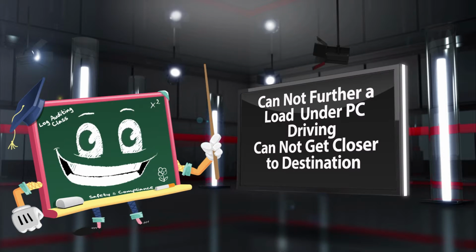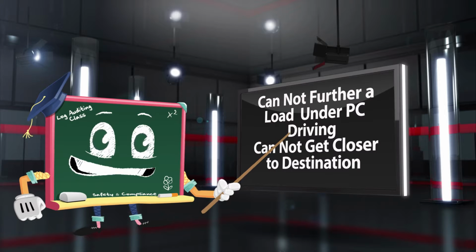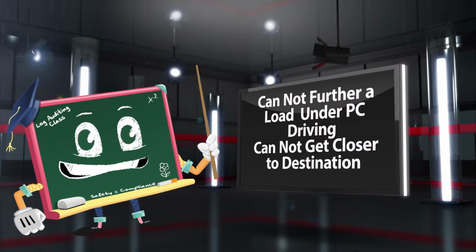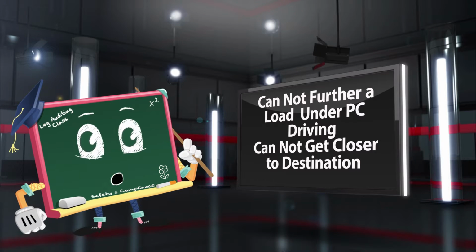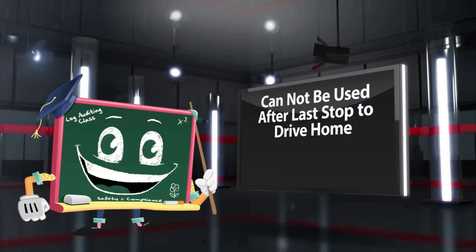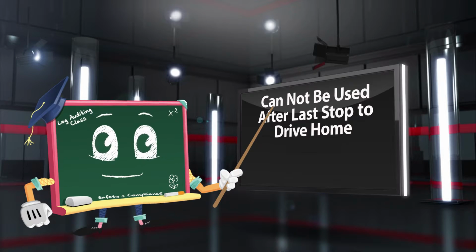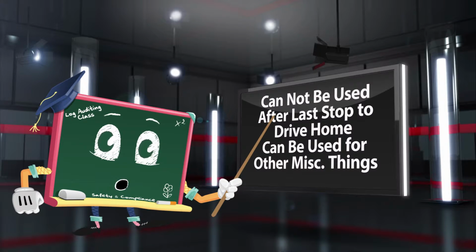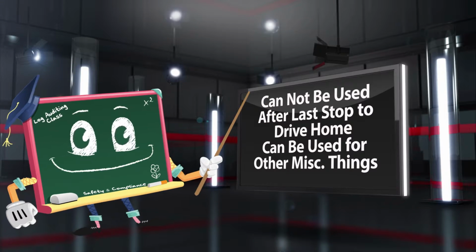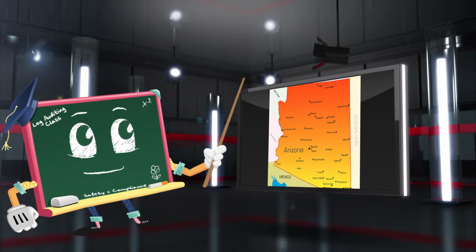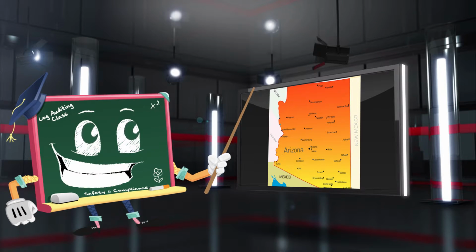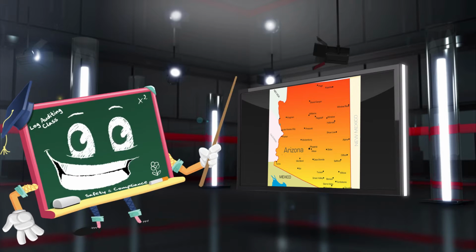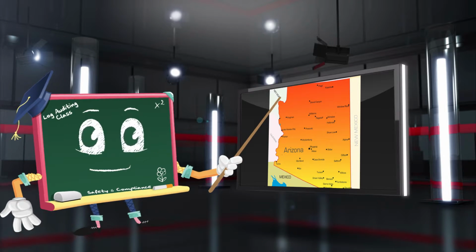That means you cannot get closer to your destination. If you're under load, you can't get closer to a pickup point or a drop-off location. You can only use it for personal reasons. You cannot use it after your last drop-off to drive home. You can use it for other miscellaneous things, like going to a friend's house or something like that. Let's say you're driving through Arizona and you have a friend that lives in Arizona and you're not under dispatch and you just feel like going and visiting them. You can put that in there as personal.